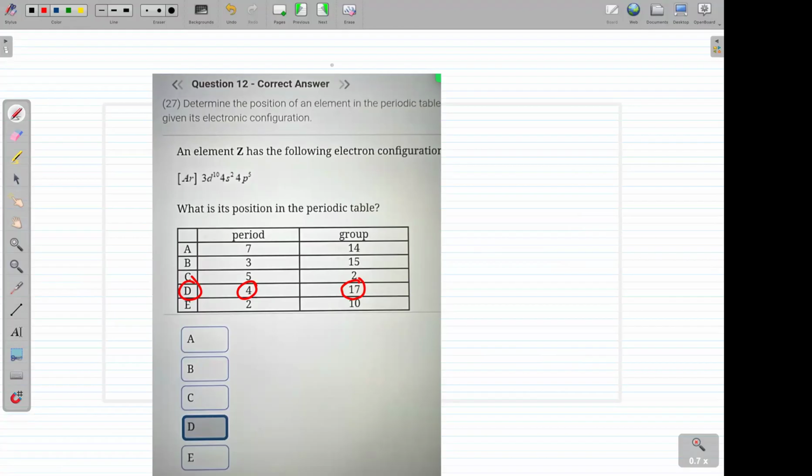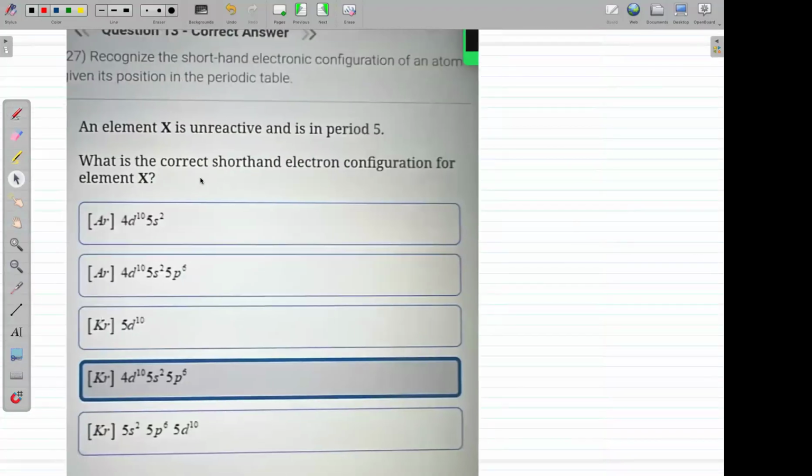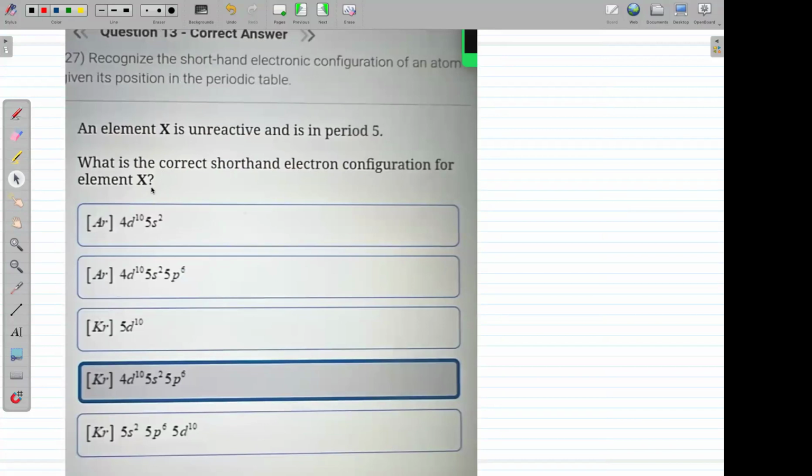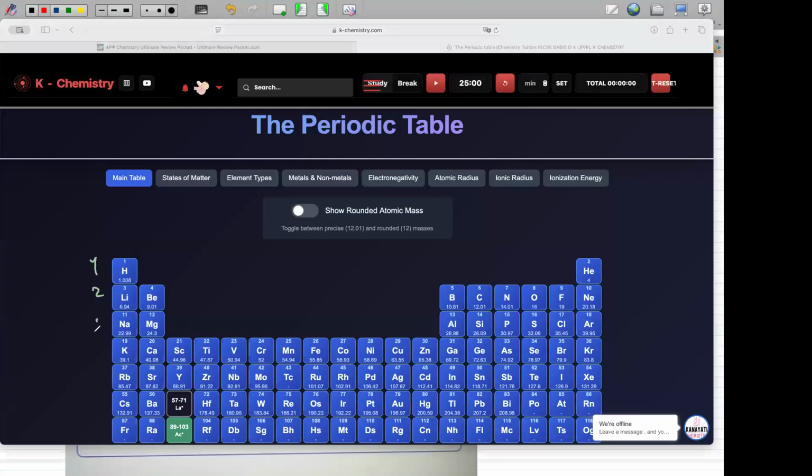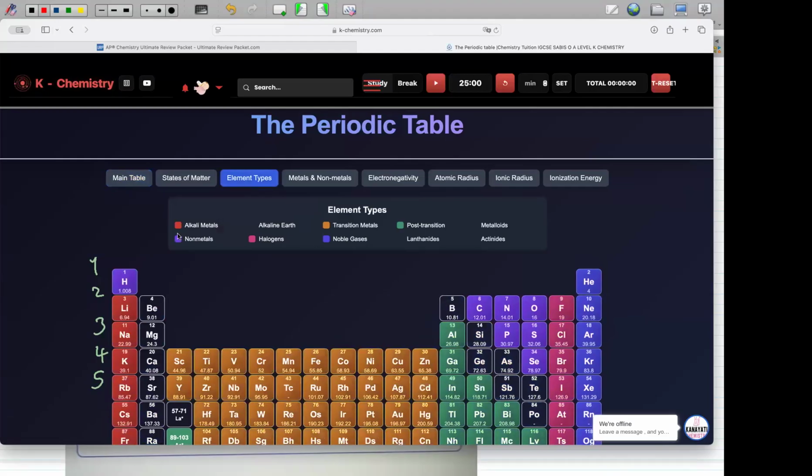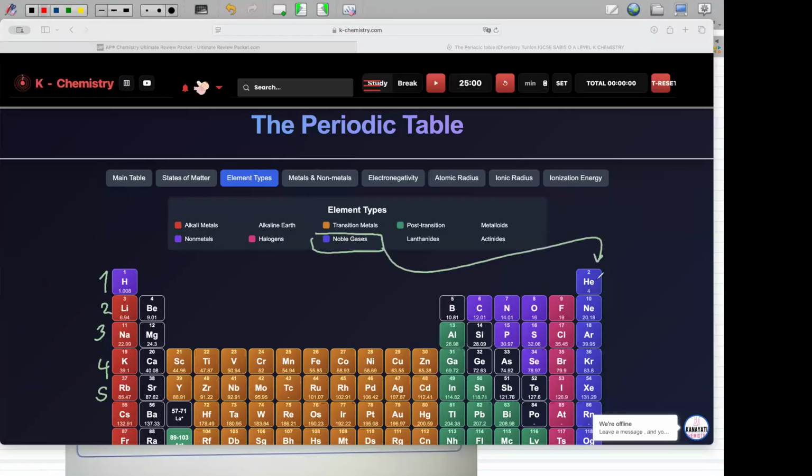Element X is unreactive and is in period 5. What is the correct shorthand electronic configuration for element X? This is period 5. The first thing that comes to my mind when he talks about something unreactive is noble gases. Yes, noble gases are the most unreactive elements that I know about. So 1, 2, 3, 4, 5. You said they are noble gases, so you are talking about these ones, this color.